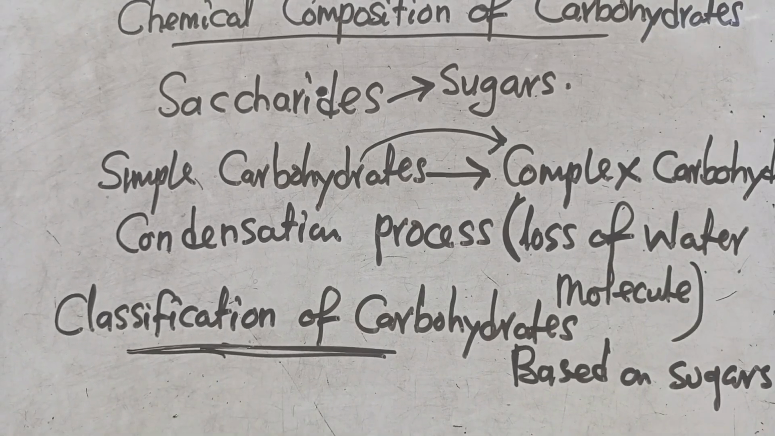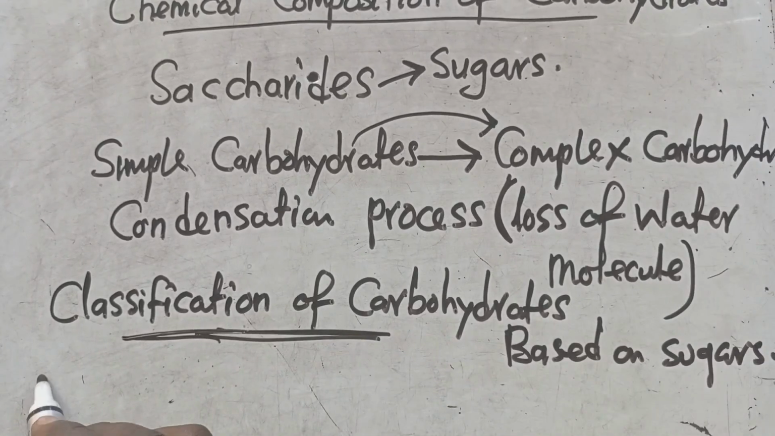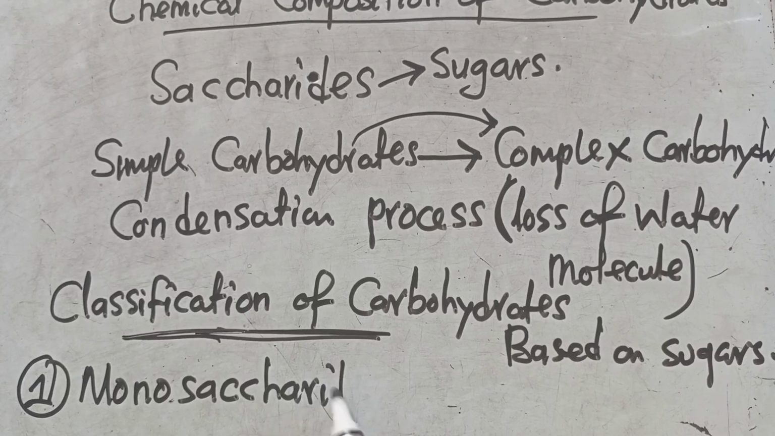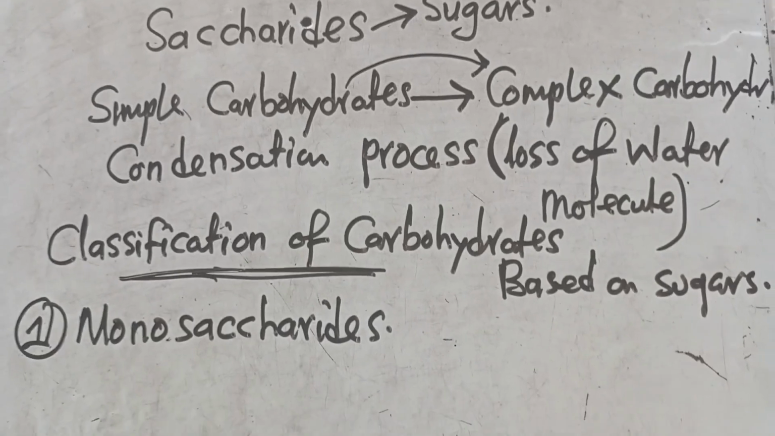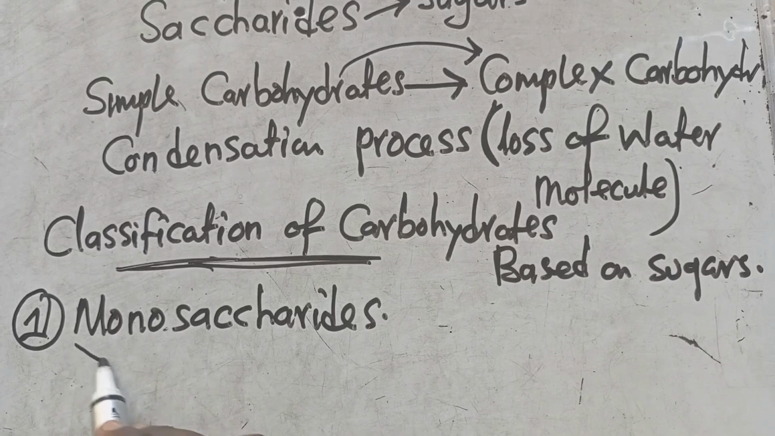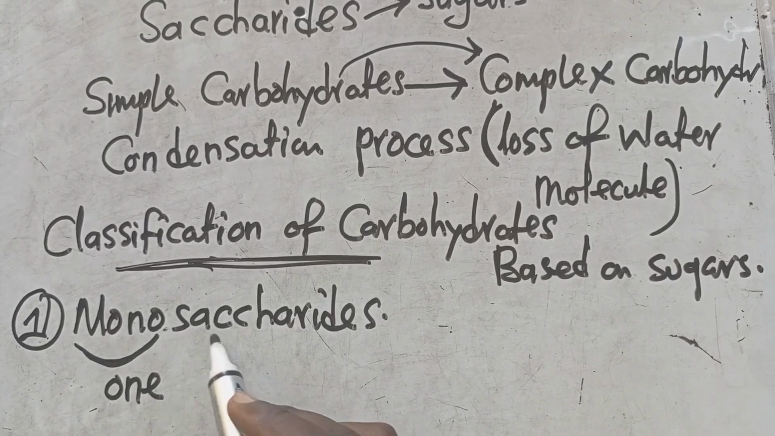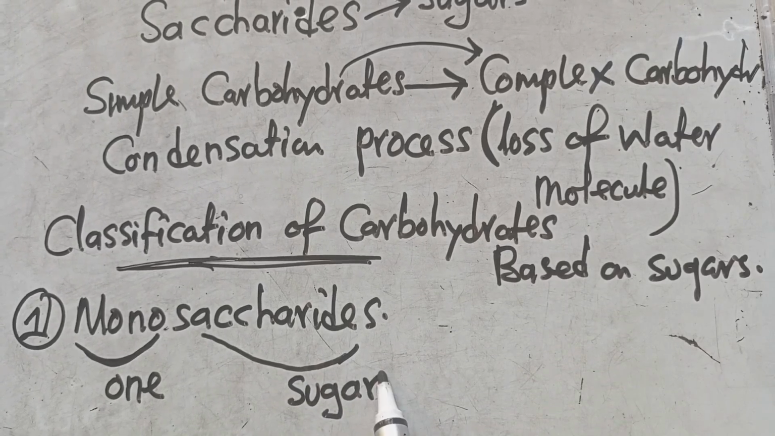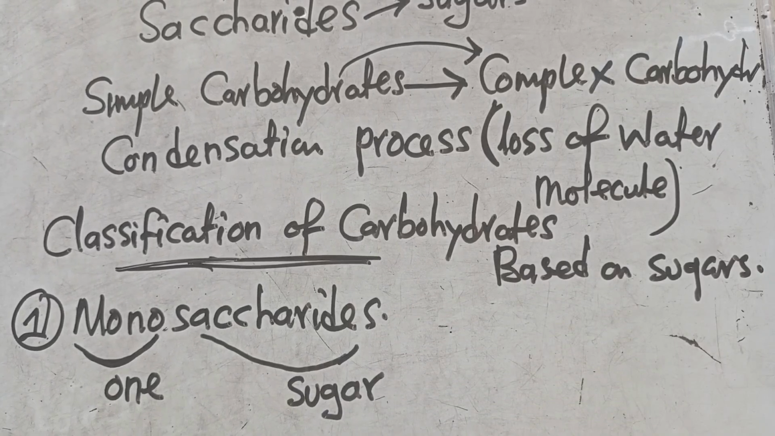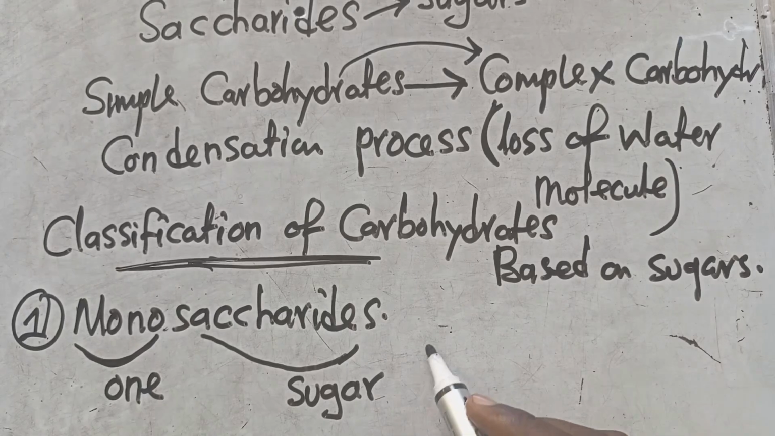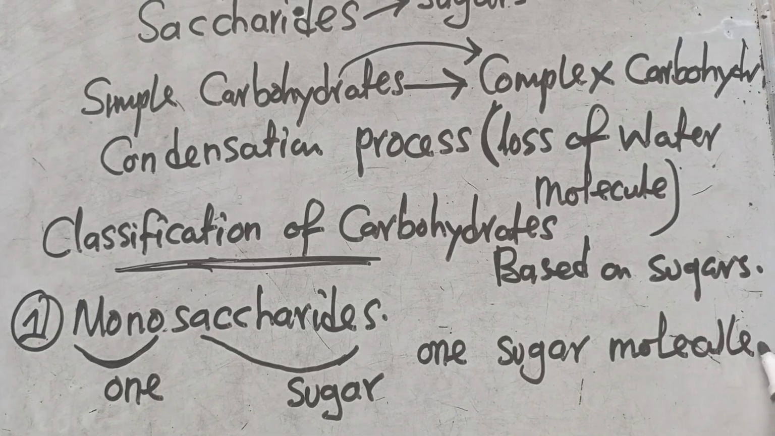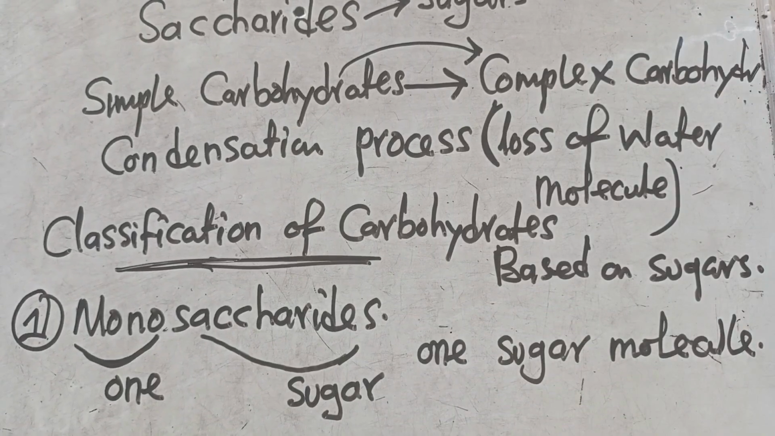The first one that you need to understand is what we call the monosaccharides. The word mono means one, and saccharides means sugar. So monosaccharides are compounds that contain one sugar molecule. This is what you need to understand: a monosaccharide is a carbohydrate that contains one sugar molecule.